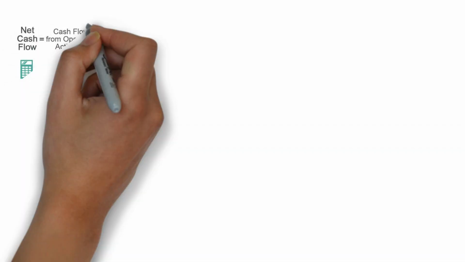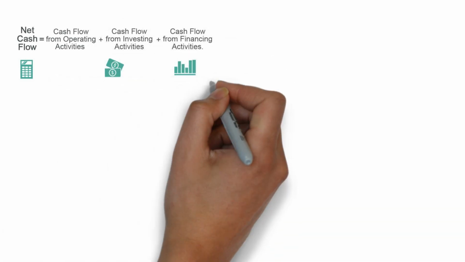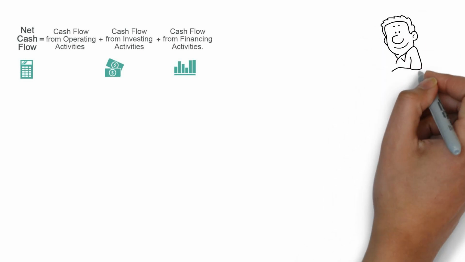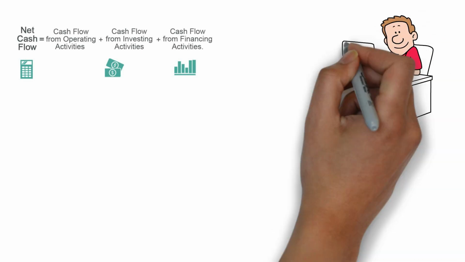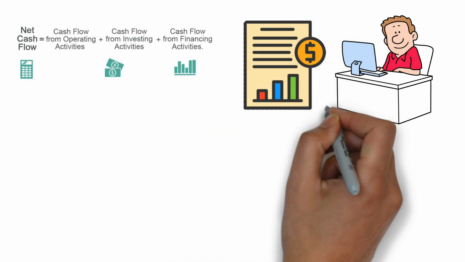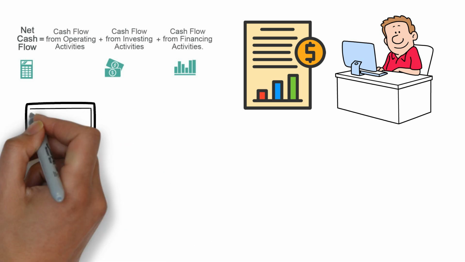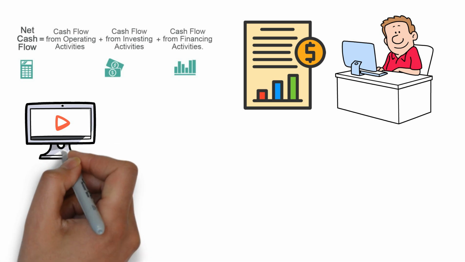Now, if we add the total cash from operating activities with cash from investing activities, together with the total cash from financing activities, we get the company's net change in cash. What I have discovered is that some of the information found on a company's cash flow statement can be very useful. So let's roll up the sleeves and dive into the cash flow statement in the next few videos.